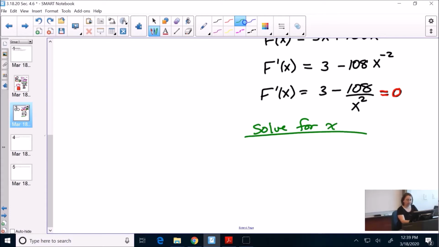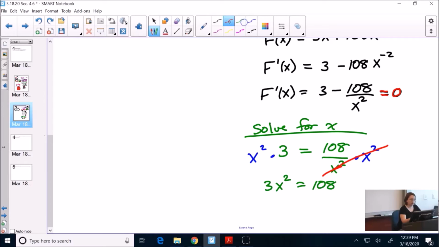Alright, so how are we going to solve for x here? I'm going to bring the 108 over x squared around. And then I'm going to get rid of the denominator by multiplying both sides by x squared. So we end up with 3x squared equals 108. Divide by 3. x squared equals 108 divided by 3, which is 36.